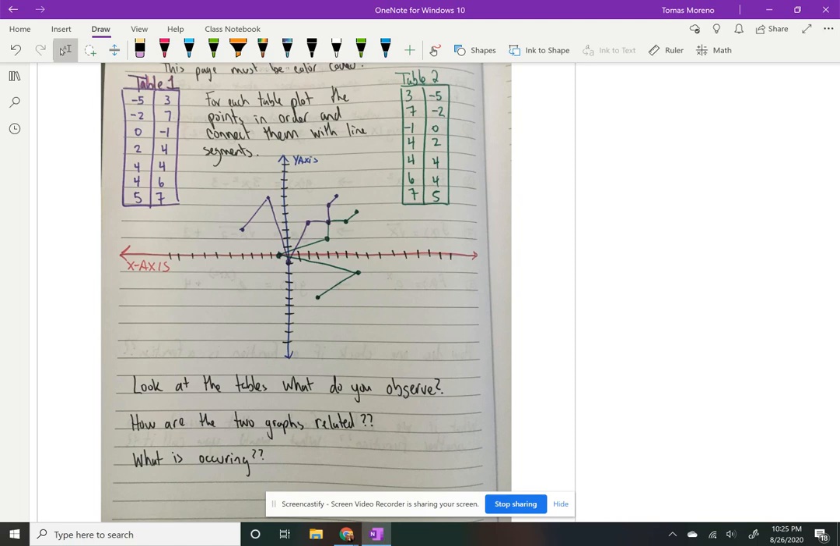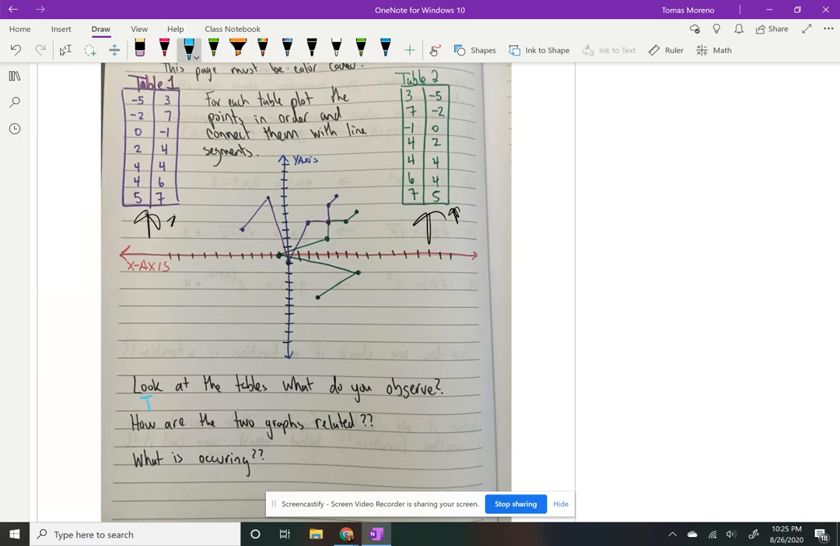Okay, so we're back. So what do you observe? Now, what I'm going to do first is observe the tables. So what do I notice here and here? I notice this left column becomes this right column, and this right column becomes table 2's left column. So in essence, I see, well, you know what? I'm going to use a different color.